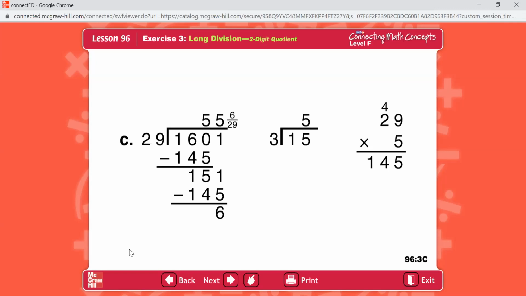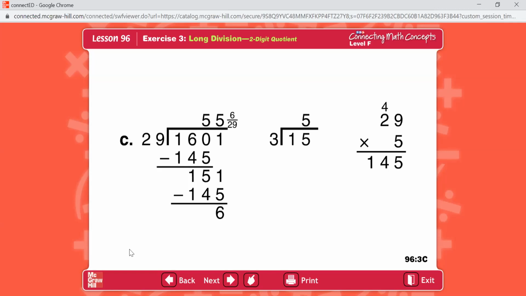Problem E, change 15 hours into minutes. Pause the video now to work it. The problem you should have used is 15 times 60. 15 times 60, converting hours into minutes, gives you 900 minutes.